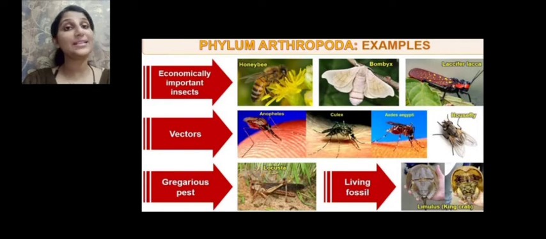Some are acting as vectors. Vectors means they are disease-carrying organisms. For example, Anopheles mosquito, Culex mosquito, Aedes aegypti mosquito, and the housefly. And some are gregarious pests which come in swarms or groups, and they cause a lot of harm. For example, Locusta is a gregarious pest, and there is an example which acts as a living fossil in arthropoda, which is Limulus, called the king crab.